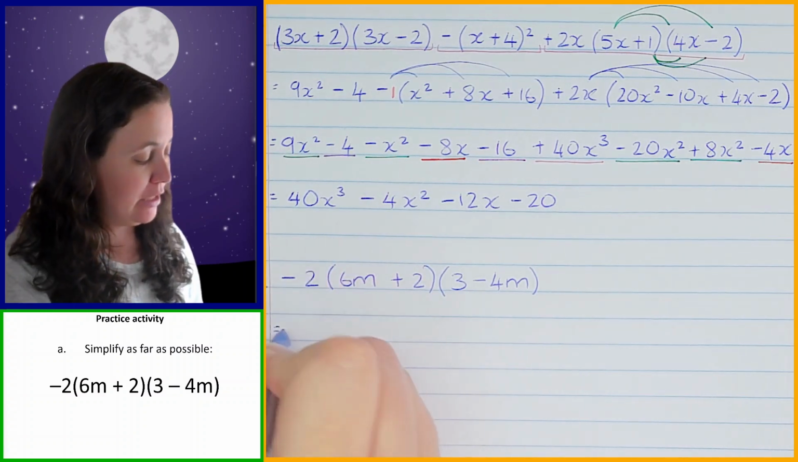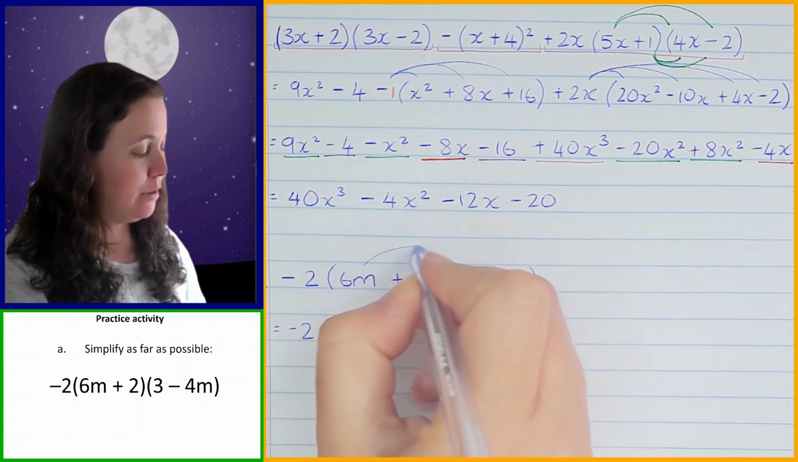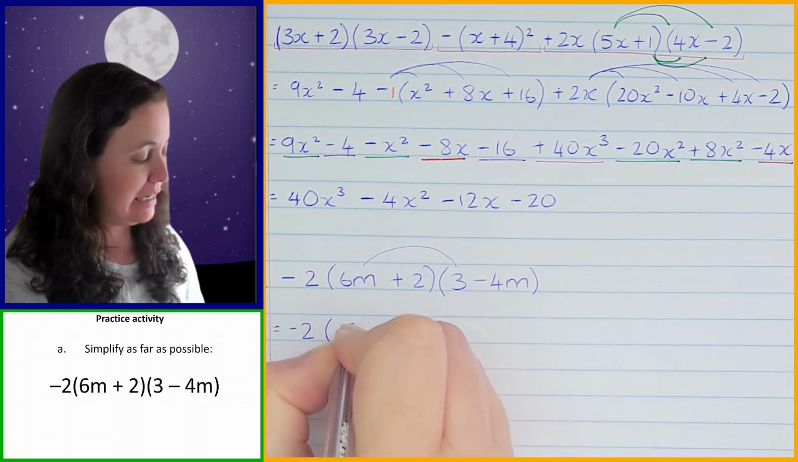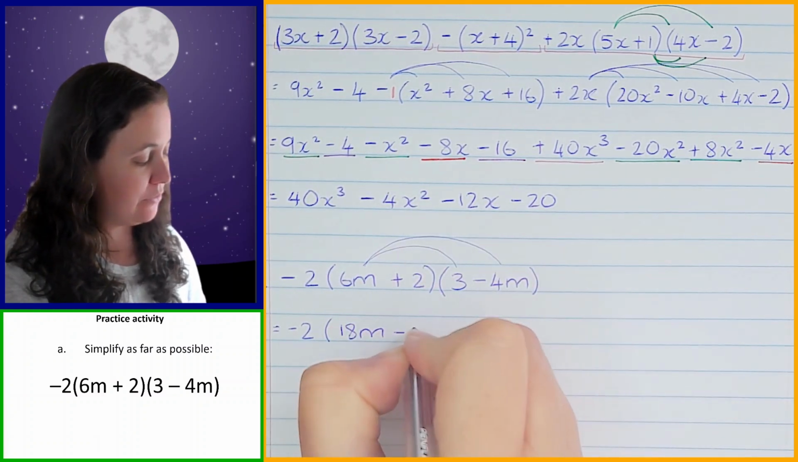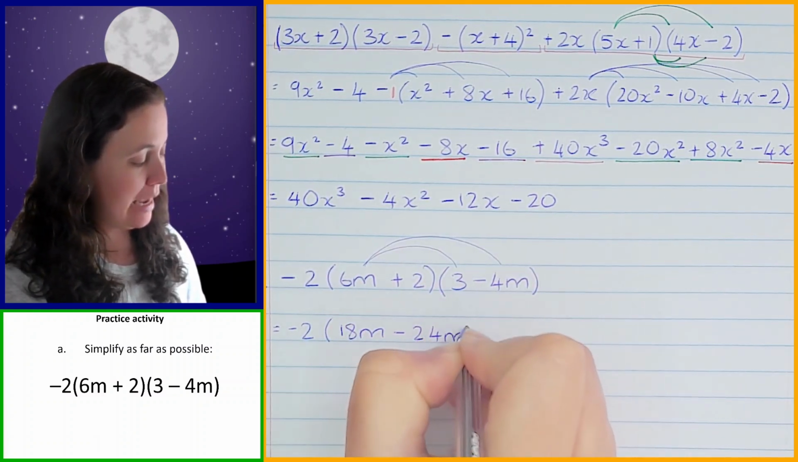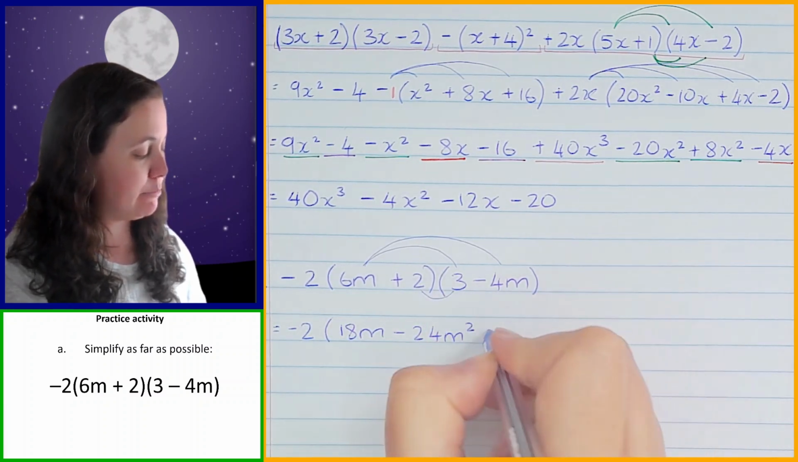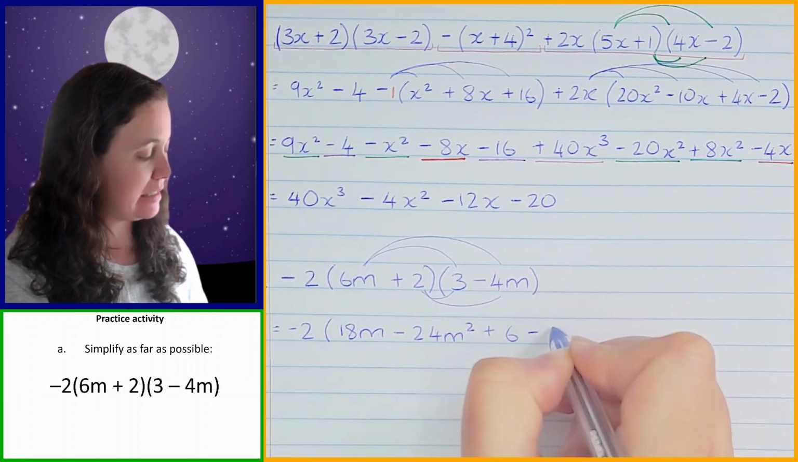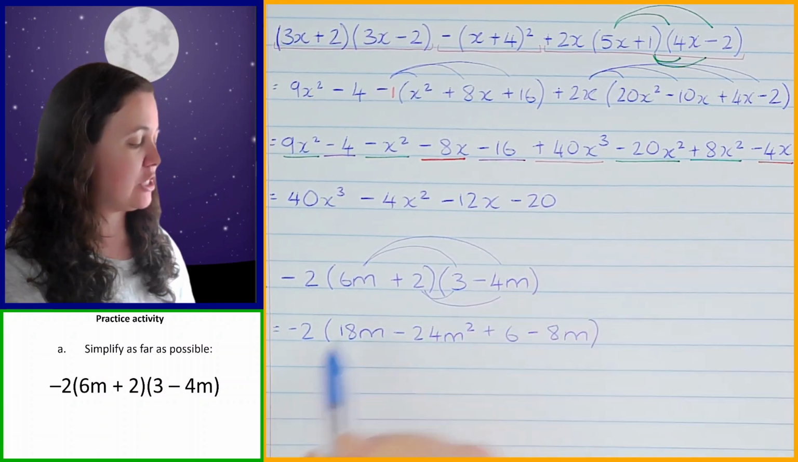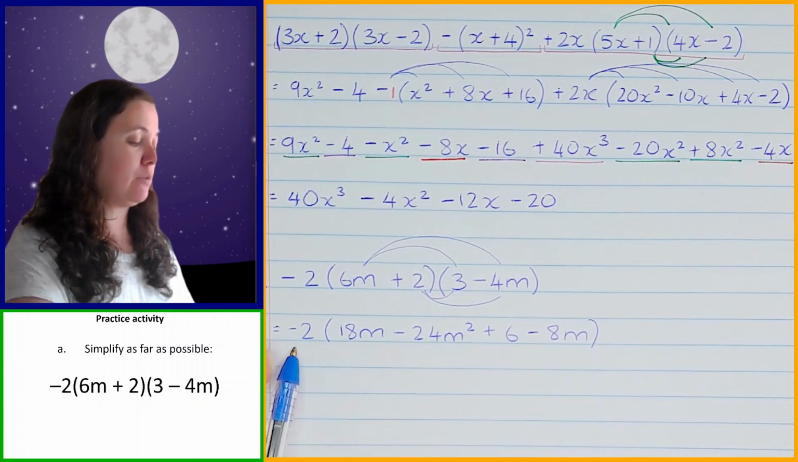Okay, so I'm going to have negative 2, and then I multiply the 6m by the 3, and that gives me 18m. Then 6m times negative 4m is negative 24m squared. Then I go on to the 2 and I multiply it by the 3, and that gives me plus 6. And I multiply the 2 by the negative 4m, and that gives me minus 8m. Okay, so now that I've multiplied out my binomials, I need to now go and multiply my negative 2 in.